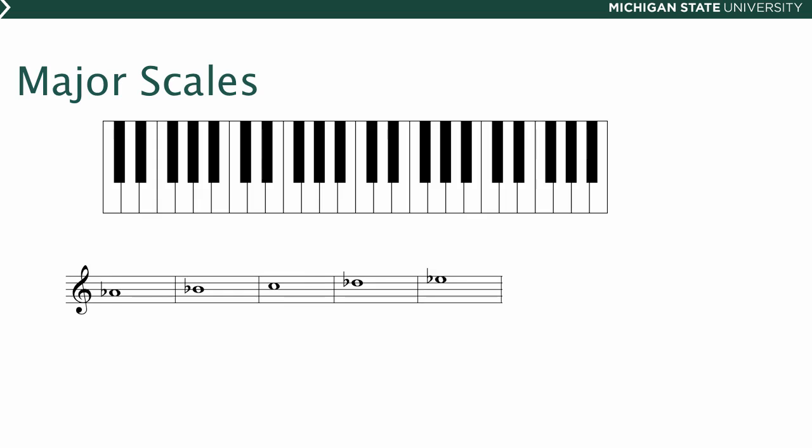D flat up a whole step is E flat. E flat up a whole step is F. F up a whole step is G. And finally, G up a half step, ti to do, is A flat.